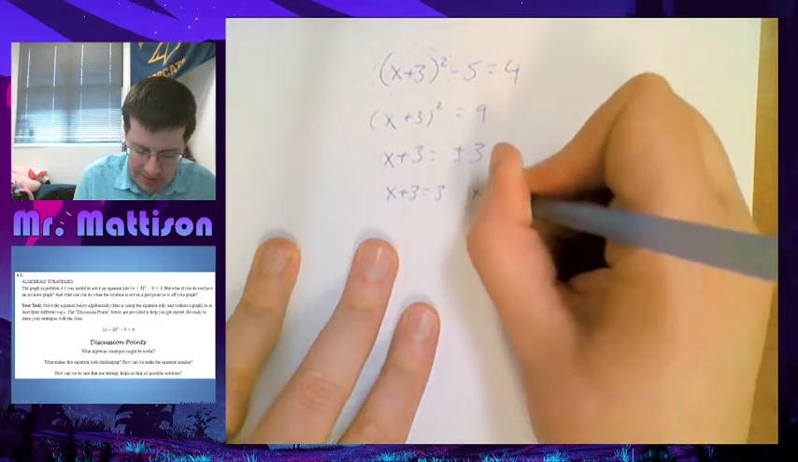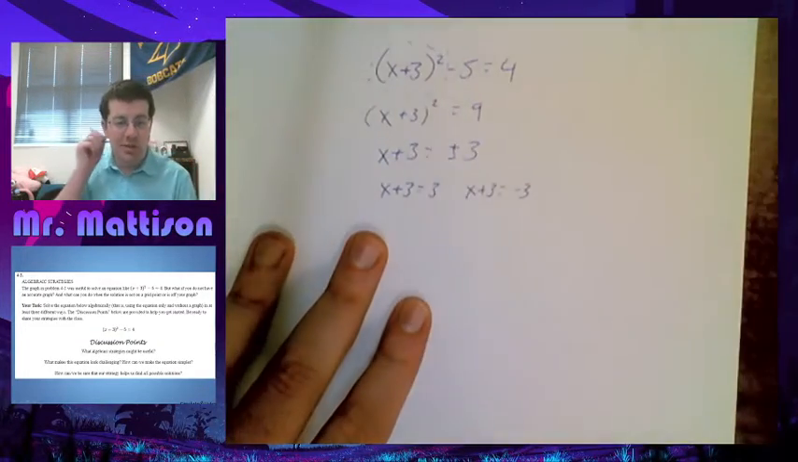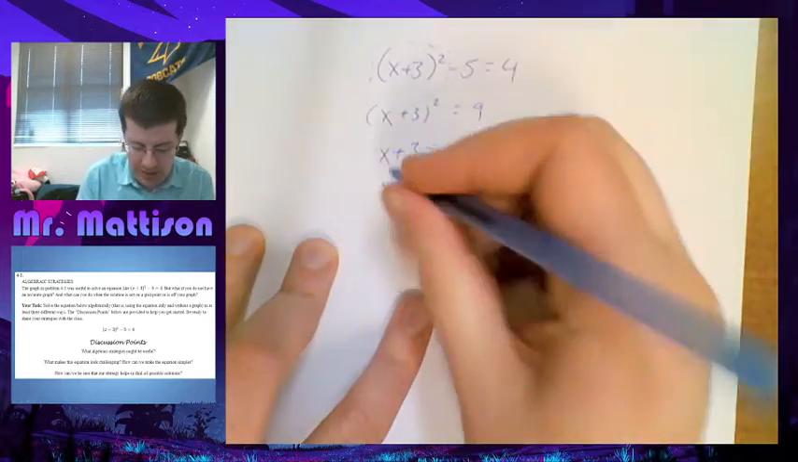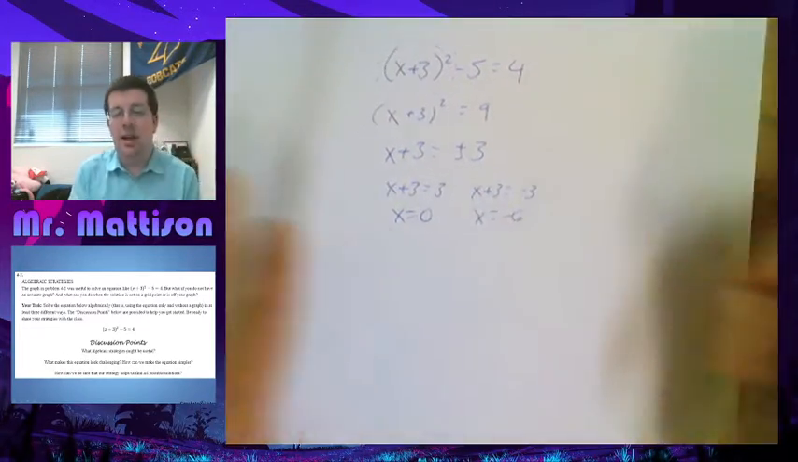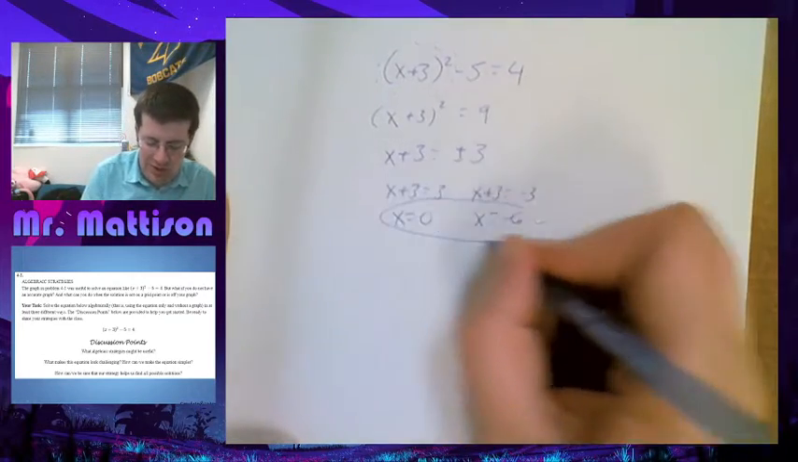And x plus 3 equals -3. Solving these both out individually, this will give me 0. And this will give me -6, which is like we predicted. So there's my two solutions algebraically.